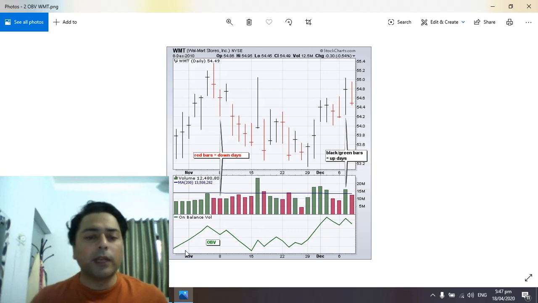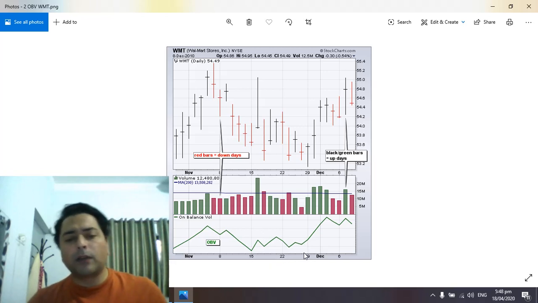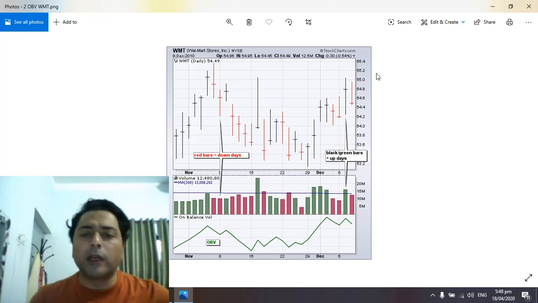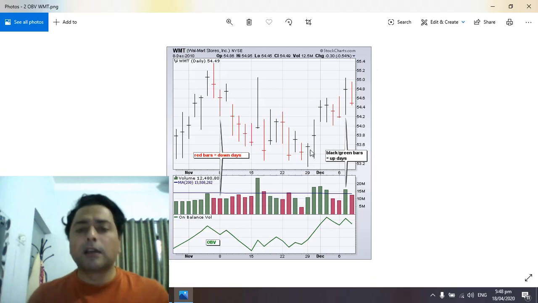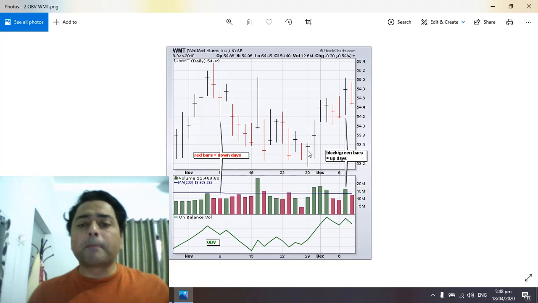So as you can see, the OBV line was in an uptrend again, then again a downtrend, then it was in a trading range from 15th of November to 29th of November, and after 29th of November it started going up again, as is confirmed by the price also. The price started going up in a rally.